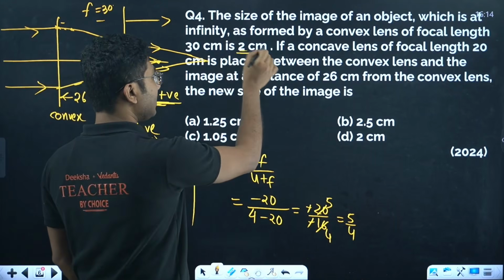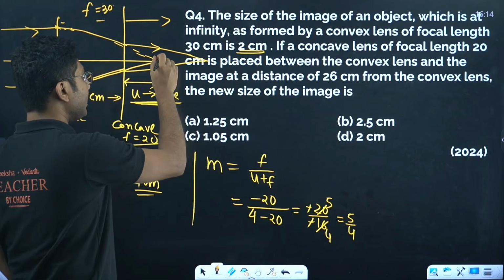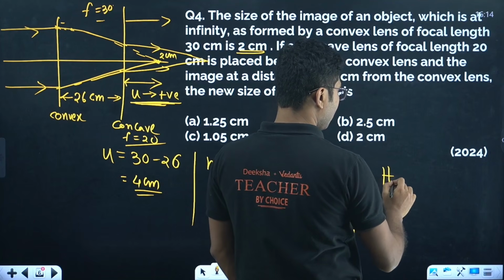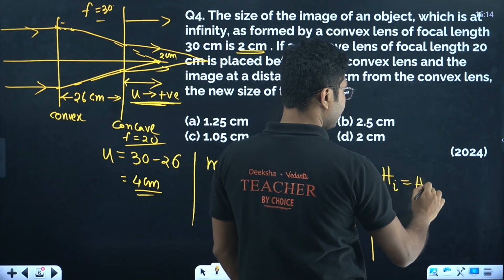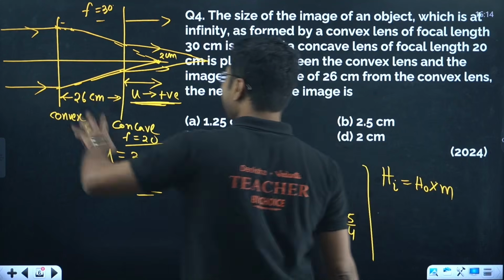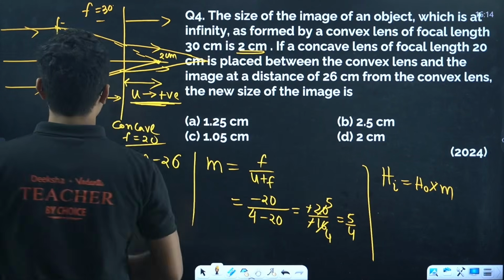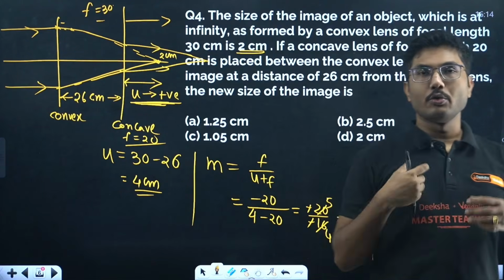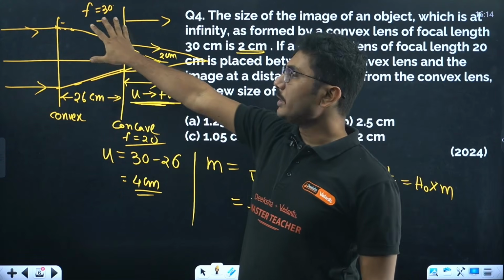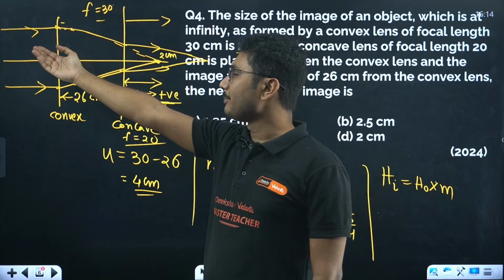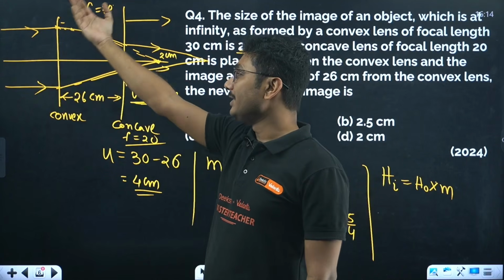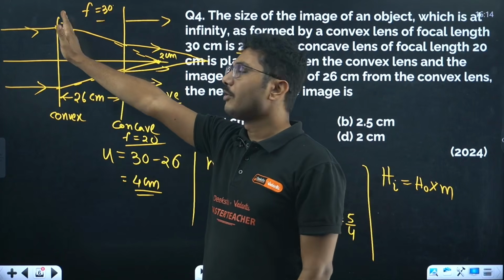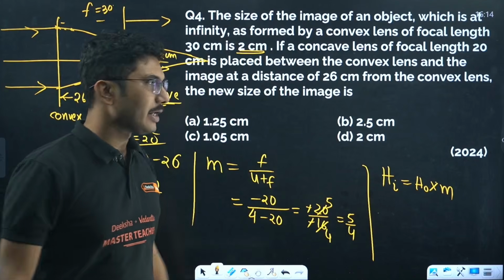The size of the original object was 2 centimeter. So what will be the final image? Final image size will be size of the object into magnification. So the first lens is actually given only to understand where this image is being formed. The first lens has no role to play in this problem. You don't need to apply any rules or laws. Only thing is that because the object is at infinity, the final image will be forming at focus. That information is required from the first lens. Otherwise, we do not require the first lens.